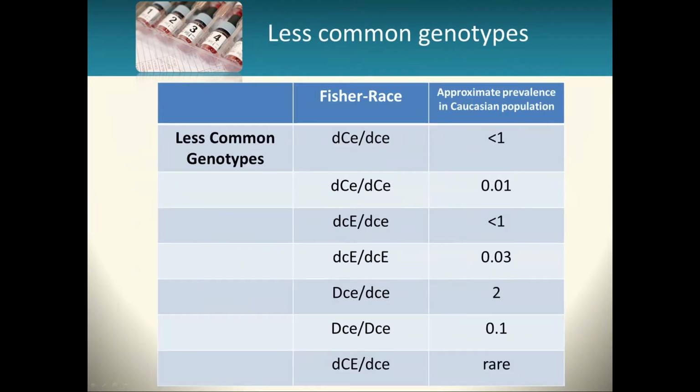This table illustrates the less common genotypes, most of which are found in less than 1% of the Caucasian population. Note that the rare genotypes include those that are Rh negative and carry big C and or big E. And I also want to point out here that the Rh positive combination D little c little e, little d little c little e, while found in approximately 2% of Caucasians, is fairly common in African Americans. It's found in about 20%.